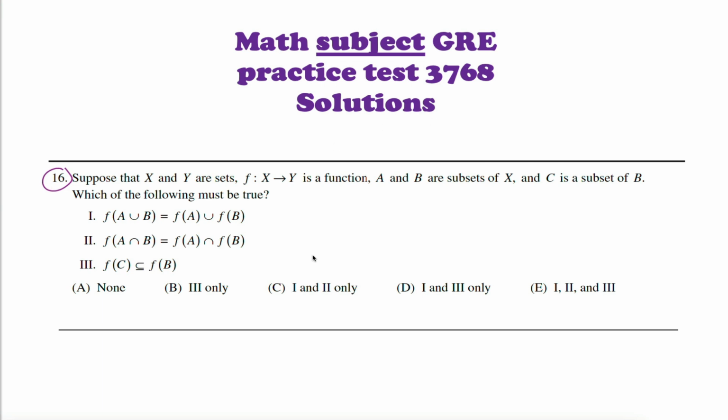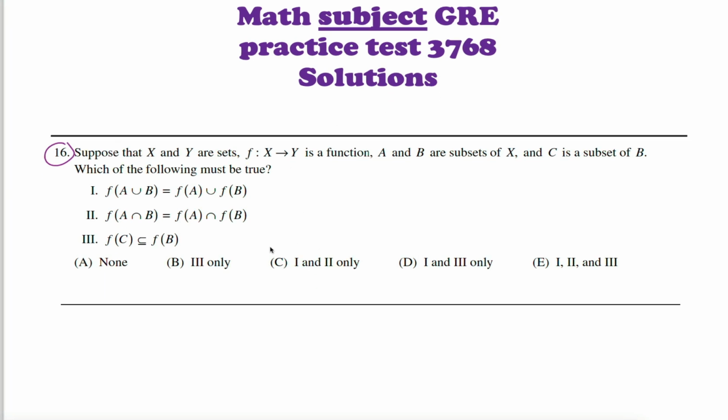All right, question 16 on this practice test gets into set theory. That's kind of fun. Now we've got these two sets, X and Y, and a function that maps X to Y. A and B are some subsets of X, and C is a subset of B, so therefore also a subset of X. And we're asked which of the following must be true. We have two statements of equality dealing with intersections and unions, and then a statement saying that f of C must be a subset of f of B.